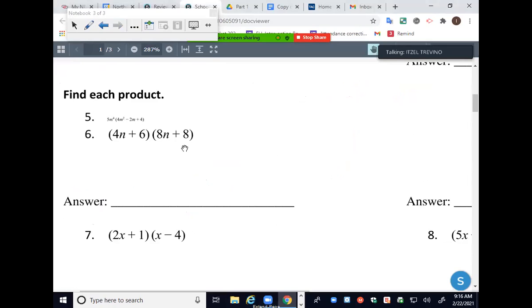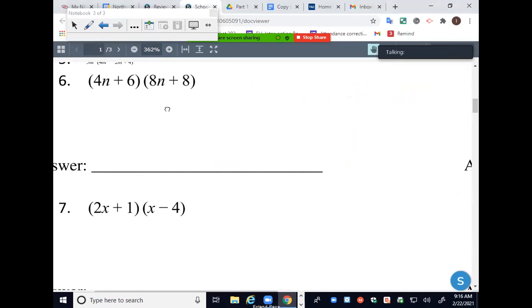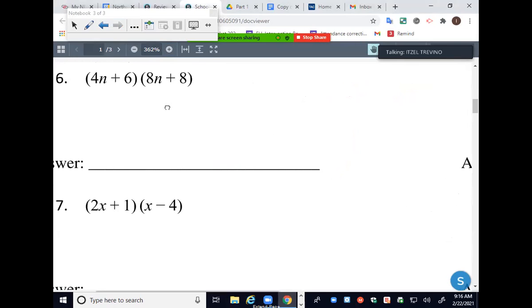I don't know what happened here to number 5. But let's multiply number 6. Here, I'll make it bigger so we have more space. Remember, whenever we're multiplying, we can do everything with everything. So all we're going to do is distribute. Okay. I'm going to distribute right here. And then what I have on the inside.